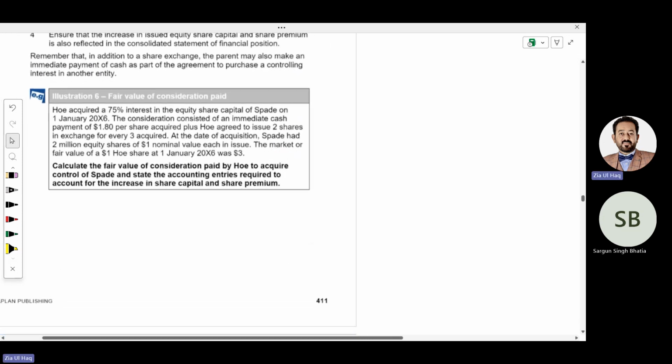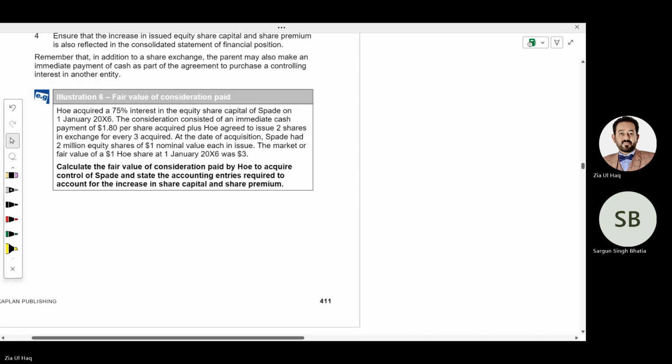Focus on this example. Calculate the fair value of consideration paid. Sometimes you need to calculate the fair value of consideration paid by yourself. Where we use it? In calculation of goodwill. Sometimes it's not that easy. You have paid this amount, simple, but sometimes it's not that easy.